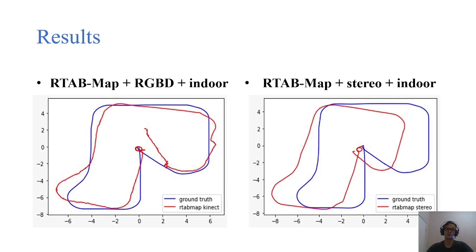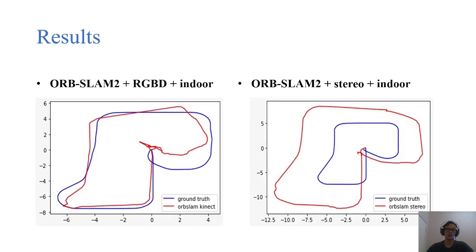And finally the results. You can see on the left and right RTAB-Map RGBD indoor and RTAB-Map stereo indoor, with the estimated trajectory plus ground truth, respectively. And one interesting thing, you can see at the end of the trajectory the algorithm got noise due to the lack of visual information. And over here we have the ORB-SLAM2 RGBD indoor and ORB-SLAM2 stereo indoor respectively.